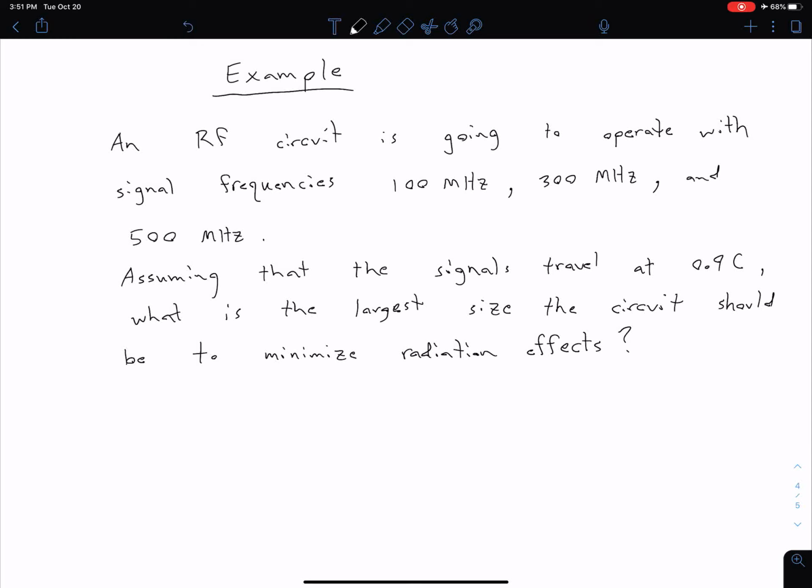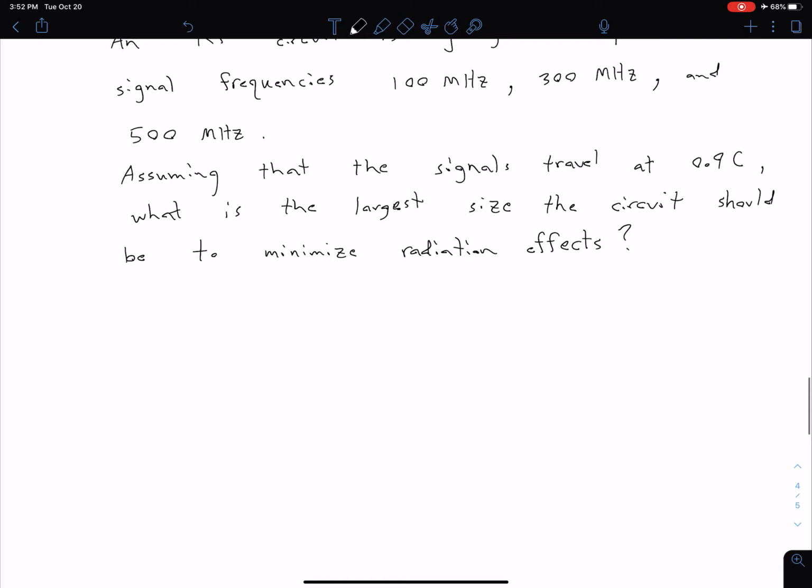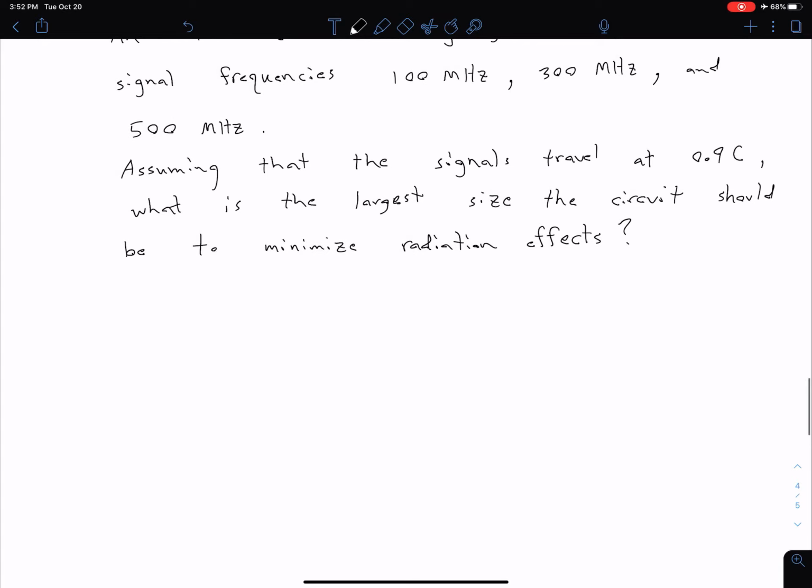Let's take a look at a quick example highlighting that last point we talked about in the previous video about the minimum circuit size for a given frequency. So we're told that an RF circuit is going to be operating with signal frequencies of 100 megahertz, 300 megahertz, and 500 megahertz. Assuming that the signals travel at 0.9 C, what is the largest size the circuit should be to minimize radiation effects?